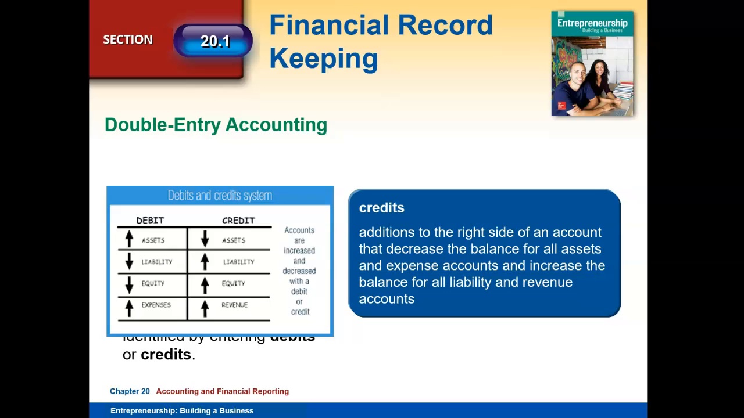This is what it looks like for all of these different statements. Assets go up on the debit side, and assets go down on the credit side. And then at the same time, liabilities go down on the debit side and up on the credit side. Down on equity on the debit side, up on credit, and then expenses and revenue. And we'll talk about those in a minute.